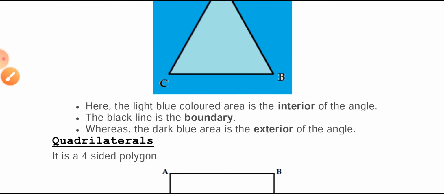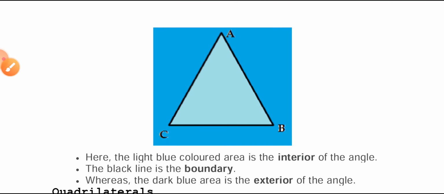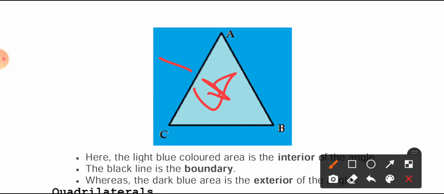After this, we'll see its boundary. Interior part means the inside part. This is the interior, this is the exterior, and this black line represents its boundary.